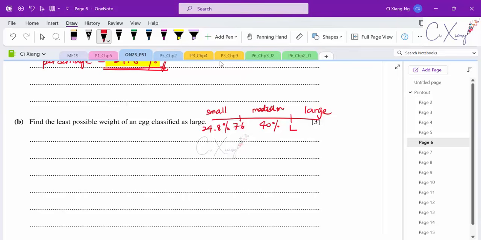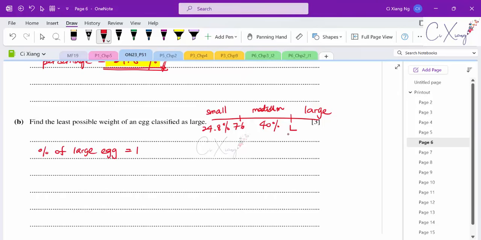So what is the value for large eggs here? To get the percentage of large eggs, you should take 100% minus 24.8 minus 40. Okay, so since we know the percentage already, then we can use the percentage to help us find the value of L. Okay, so first of all, I want to take the percentage of large eggs.